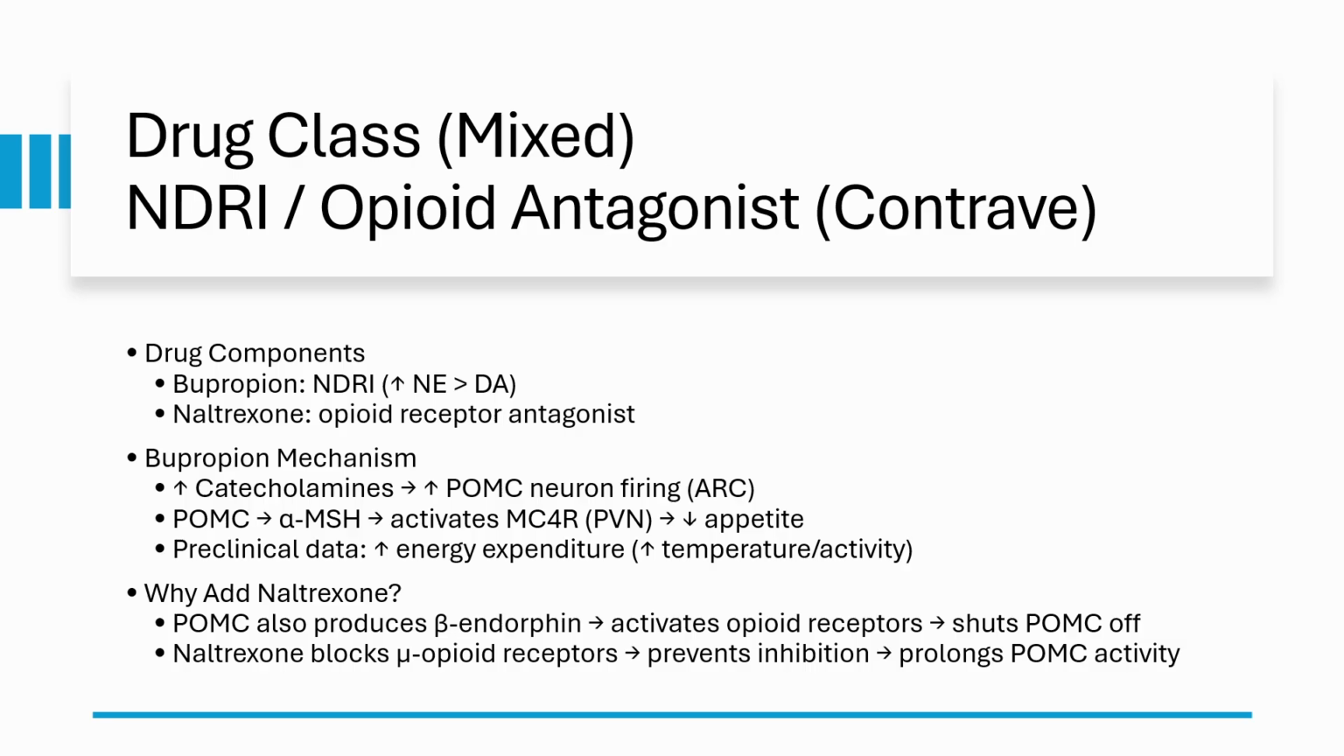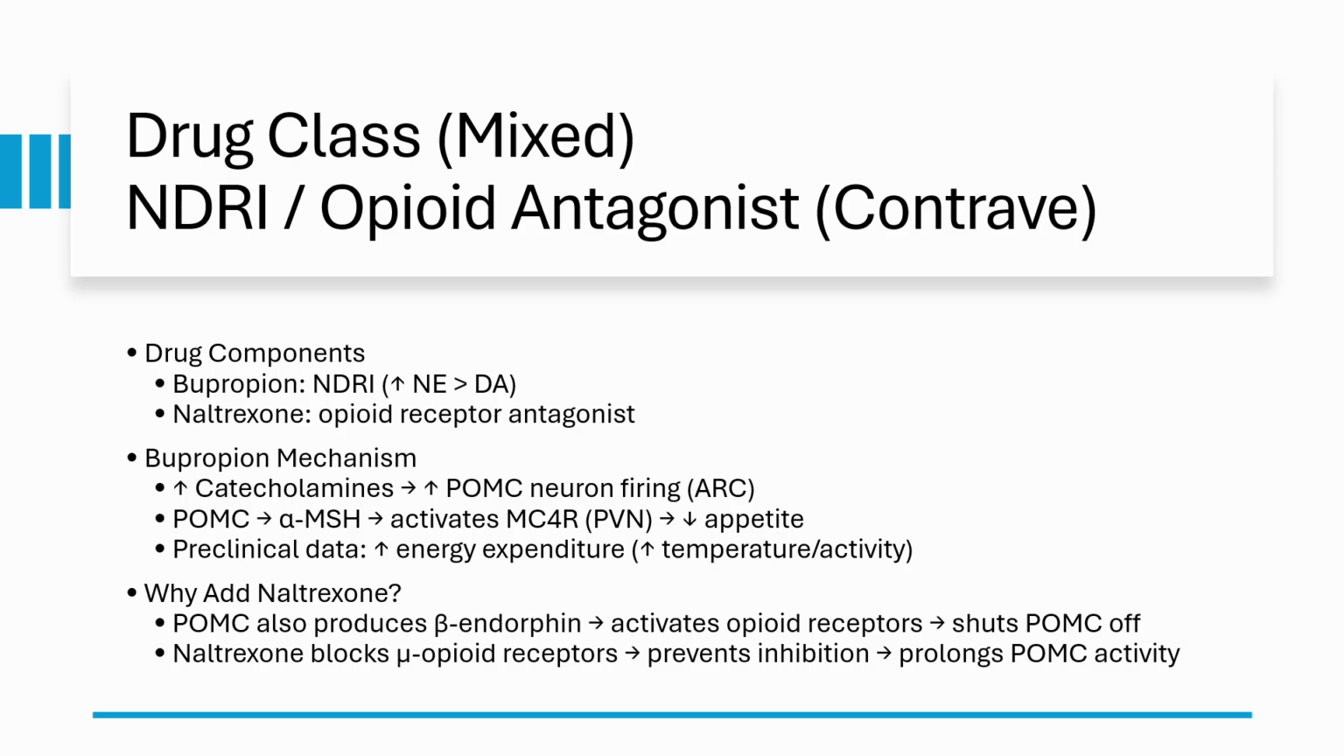Bupropion indirectly increases POMC neuron firing by altering catecholamine levels, which stimulates intracellular processing of pro-opiomelanocortin, which is a large precursor protein. This protein is eventually converted into smaller peptides, which are alpha melanocyte stimulating hormone and beta endorphin. Alpha melanocyte stimulating hormone will then go on to activate melanocortin-4 receptors in the paraventricular nucleus, leading to appetite suppression. Bupropion also showed increased energy expenditure in preclinical studies with mice via increased temperature and activity levels.